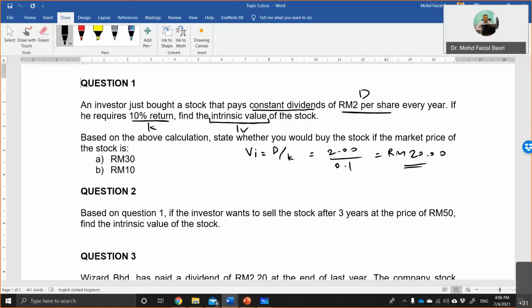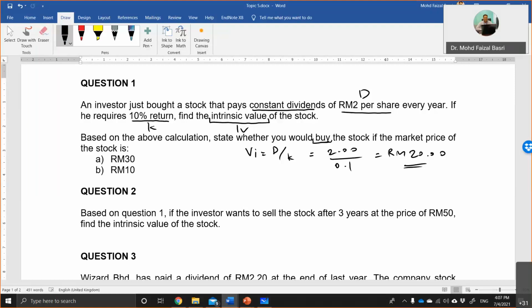So by the way, the question doesn't ask you to sell or not. They just tanya, would you buy? Okay, so don't answer you sell. So it's either you buy or not. Yeah. If the question asks whether you buy or sell, then you can answer sell. But if the question just asks, state whether you buy the stock, okay, so your answer should be either buy or do not buy. Okay, don't state as sell, right? Because there's some assumption needs to be done.